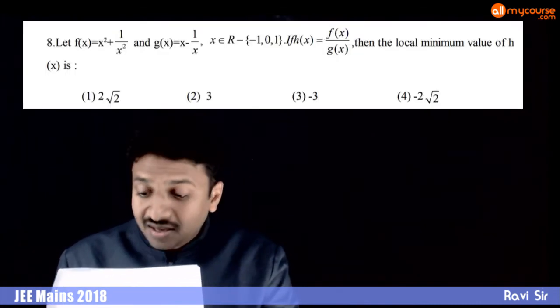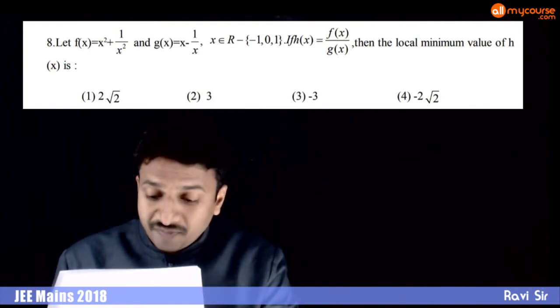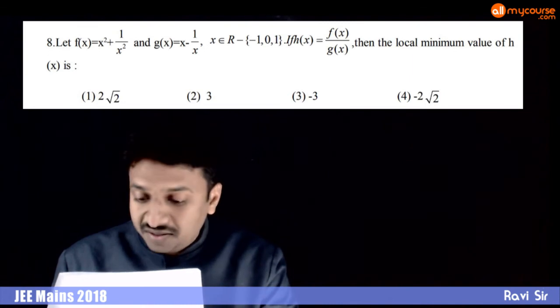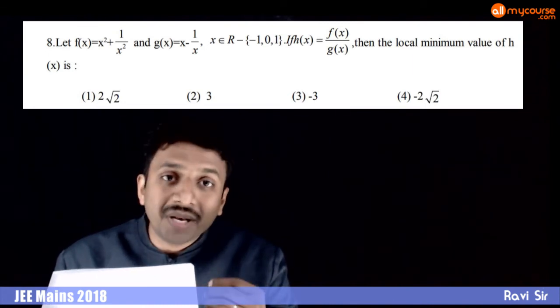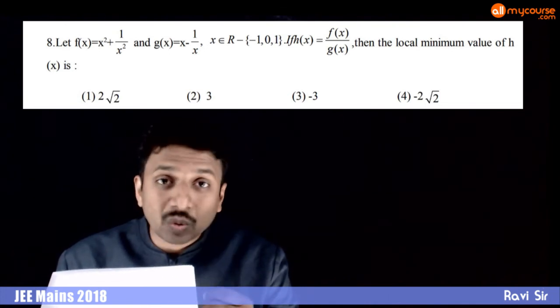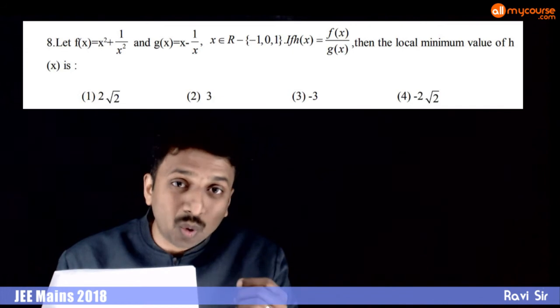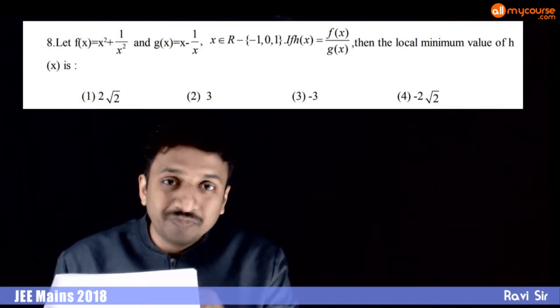And the next question, the 8th question, is: f(x) = x² + 1/x², g(x) = x − 1/x, and h(x) = f(x)/g(x). Then the local minimum value of h(x) is? The answer to this question is 2√2.